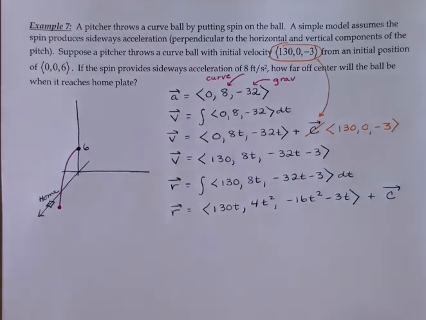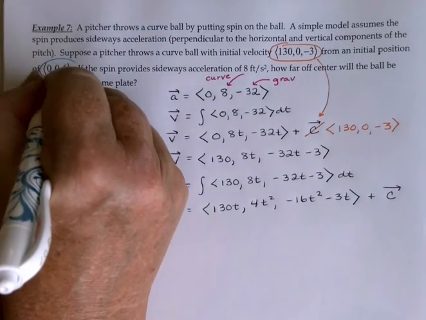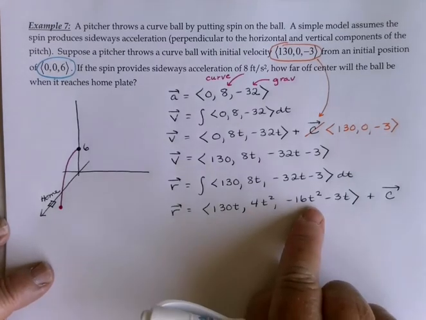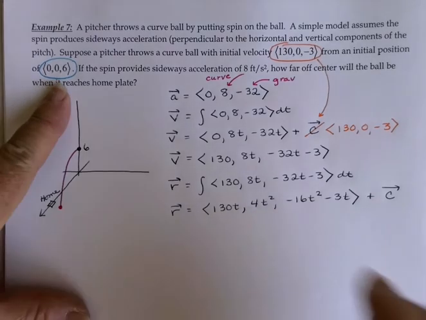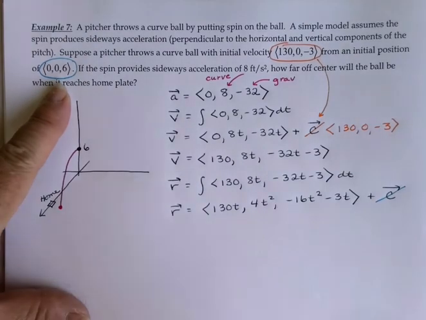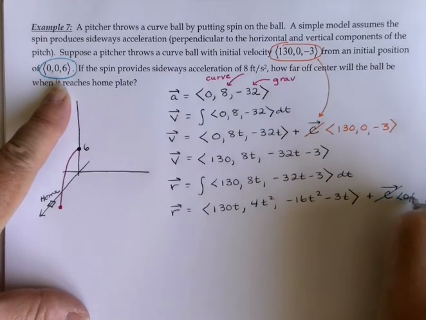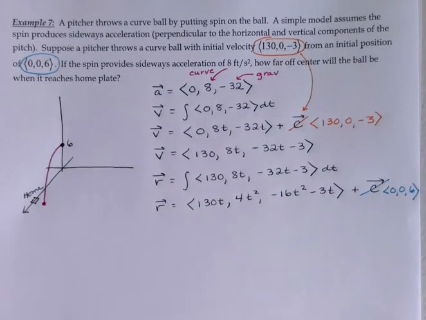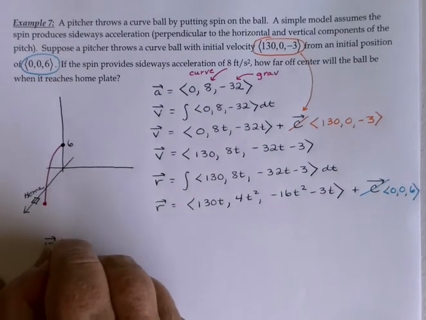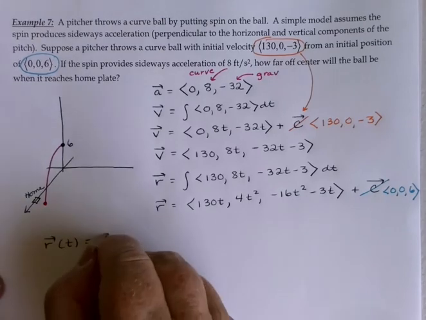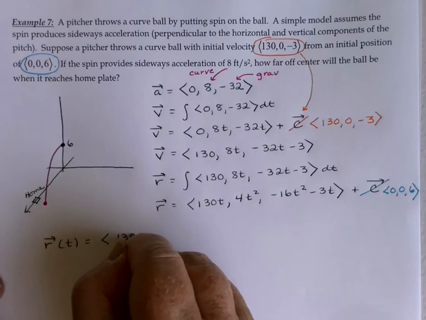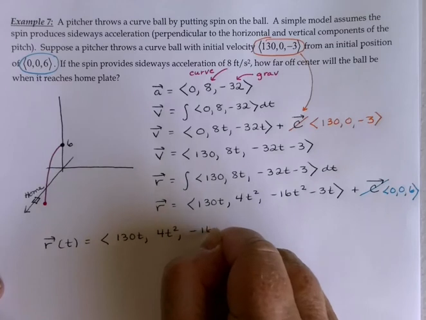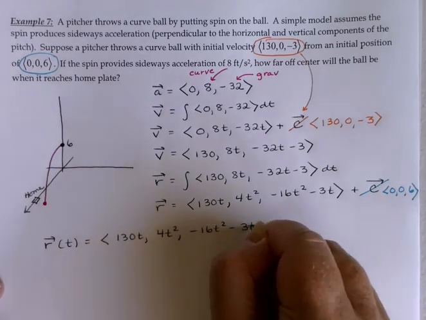My initial position was 0, 0, 6. And once again, I'll just point out, when I plug in t equals 0, everything goes to 0 in here. So that c value is going to have to be 0, 0, 6. So my final position equation, r of t, is 130t, 4t squared, and negative 16t squared minus 3t plus 6.